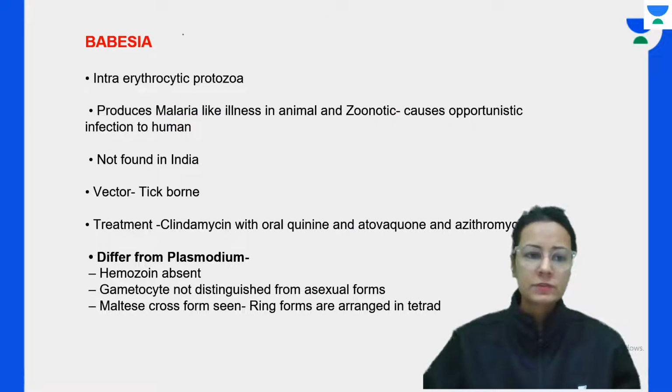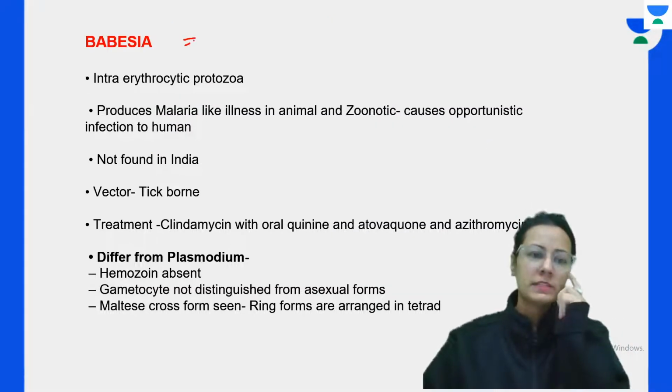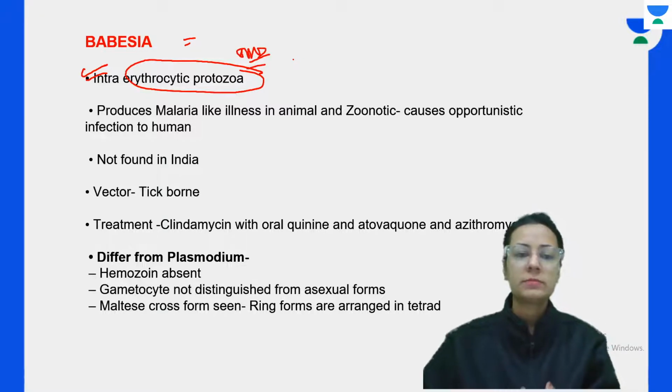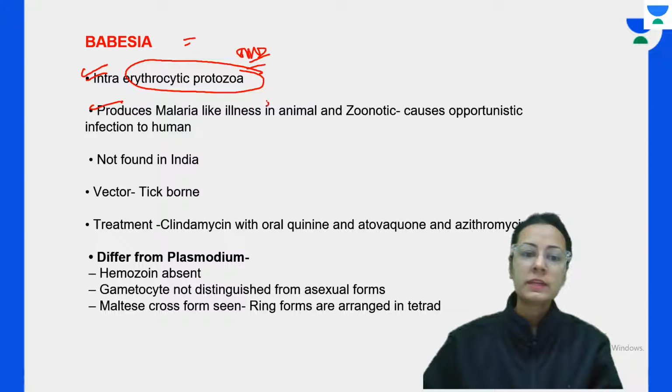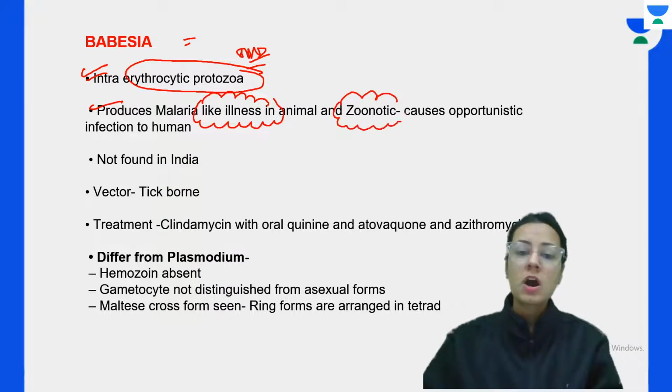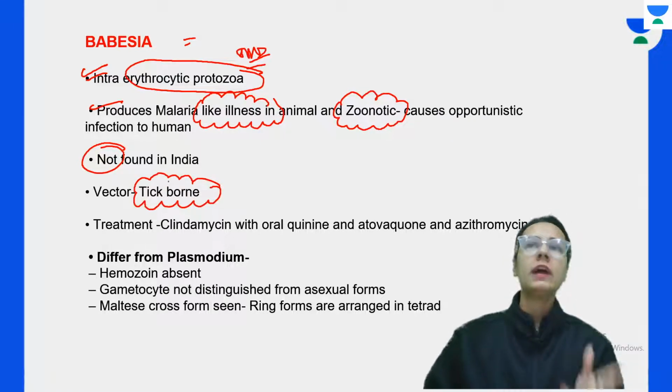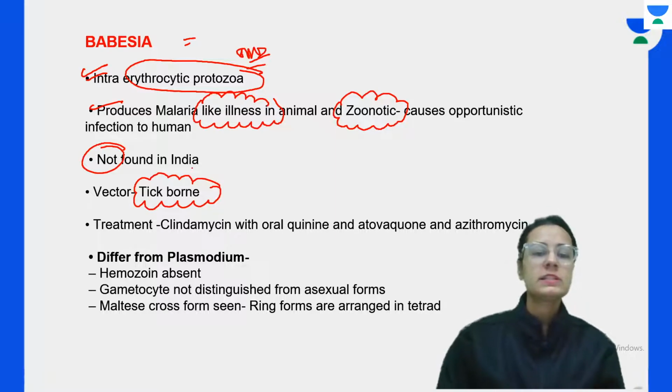Now, coming to the next one, that is Babesia. Babesia are intra-erythrocytic protozoa, just like the malaria parasite, and they produce a malaria-like illness in animals, and are zoonotic, causing opportunistic infection in humans. It is not found in India. Vector is the tick bite. Babesia is not found in India, and it is an intra-erythrocytic protozoan causing a zoonotic disease, with illness similar to that of malaria.